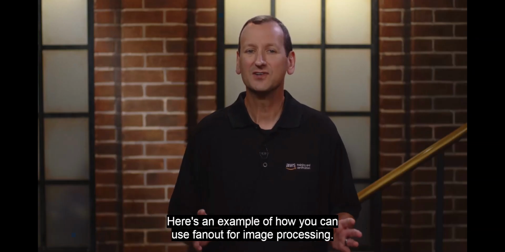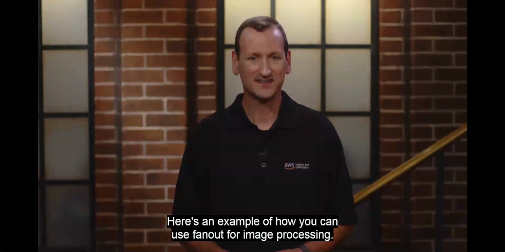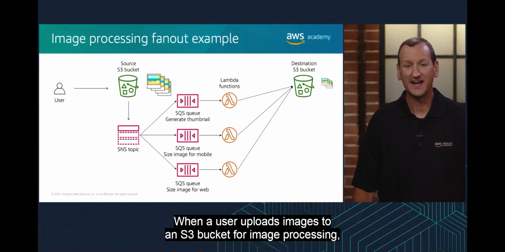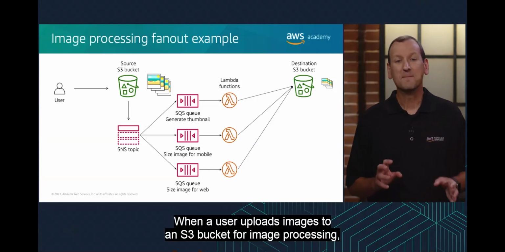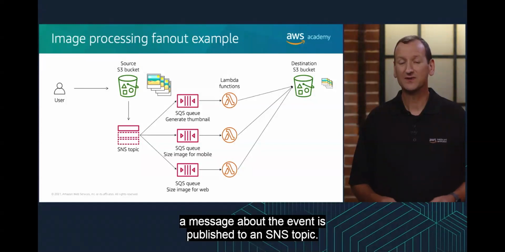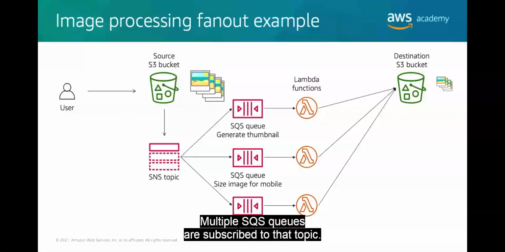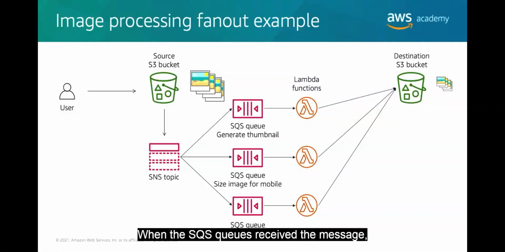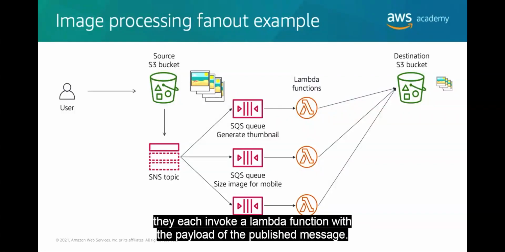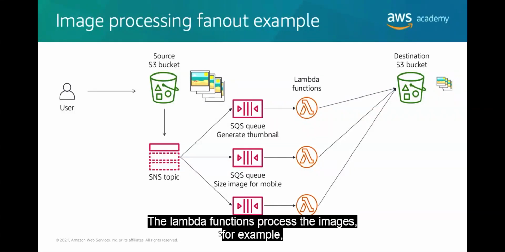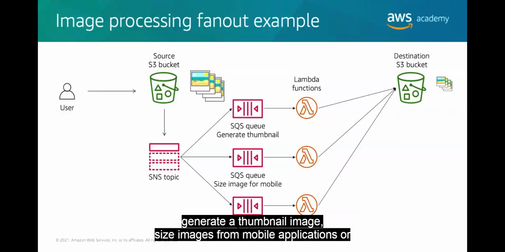Here's an example of how you can use fan-out for image processing. When a user uploads images to an S3 bucket for image processing, a message about the event is published to an SNS topic. Multiple SQS queues are subscribed to that topic. When the SQS queues receive the message, they each invoke a Lambda function with the payload of the published message. The Lambda functions process the images. For example, generate a thumbnail image, size images for mobile applications or web applications, and send the results to another S3 bucket.